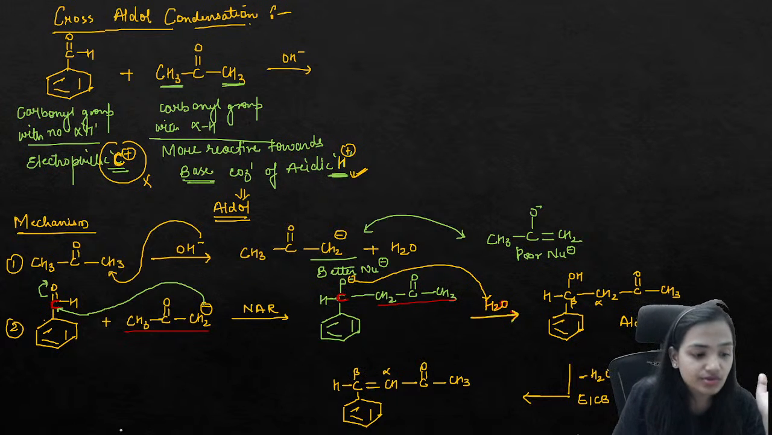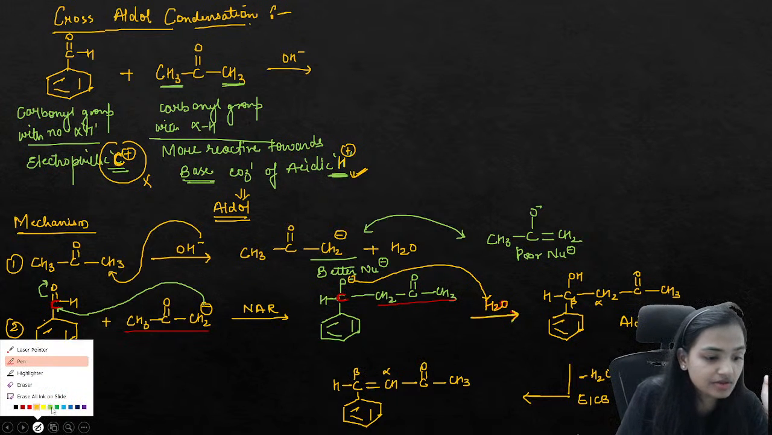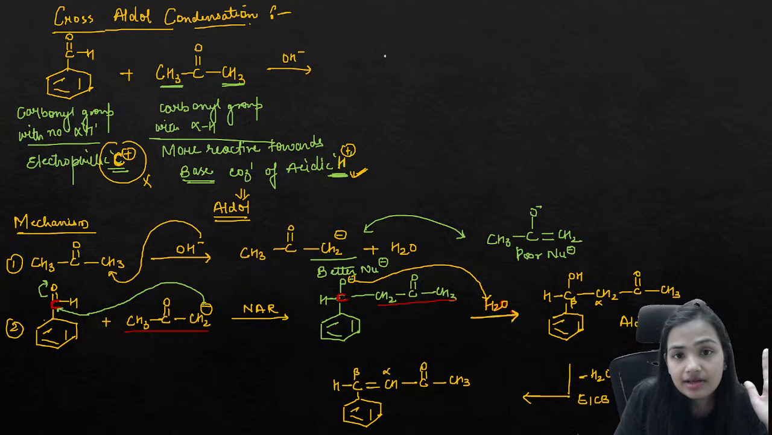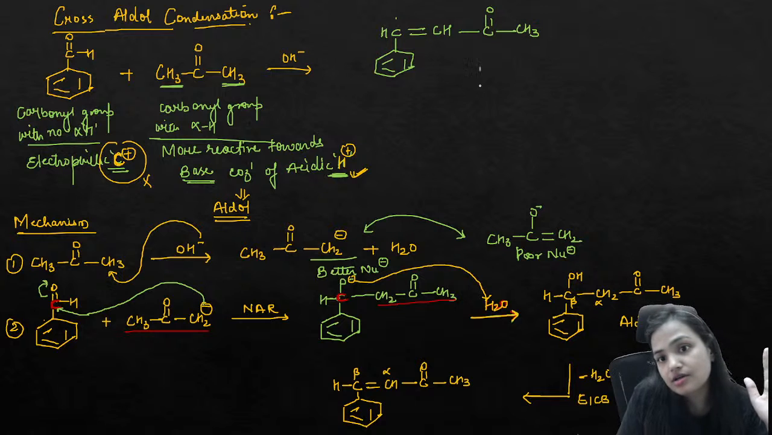So if someone asks you what the answer is for this particular molecule, your answer has to be this: we will have the nucleophilic attack. Ultimately we will get HC=CH-C=O-CH3. So this is your major product.